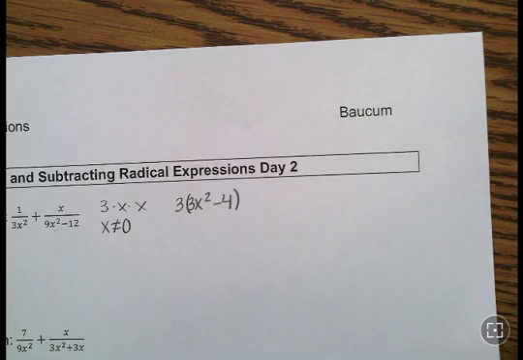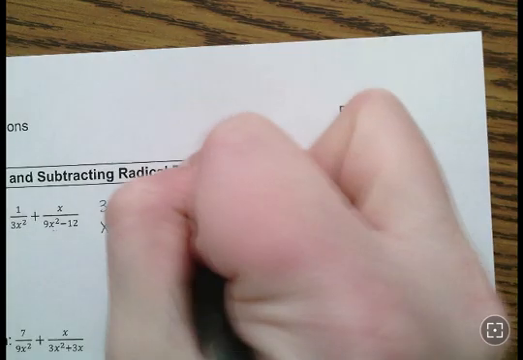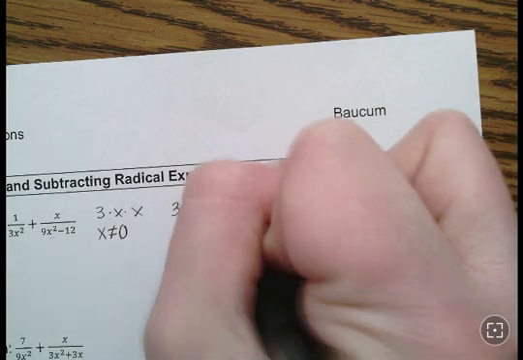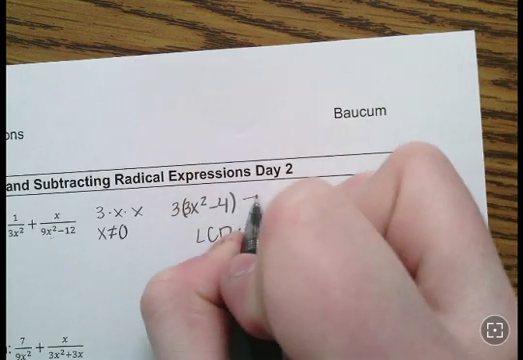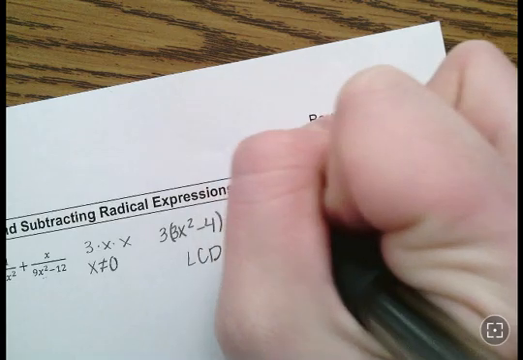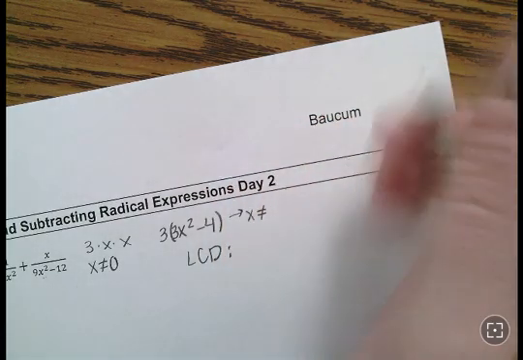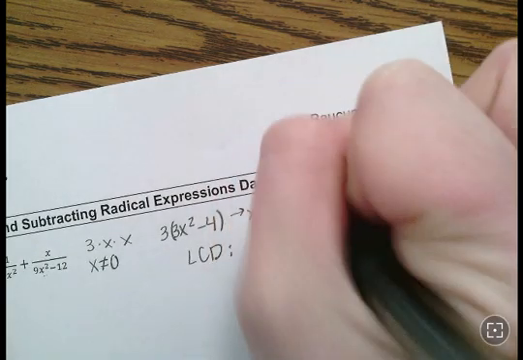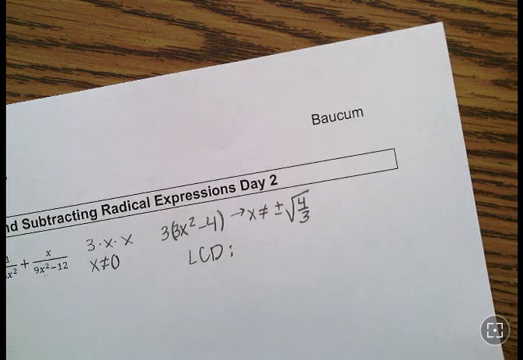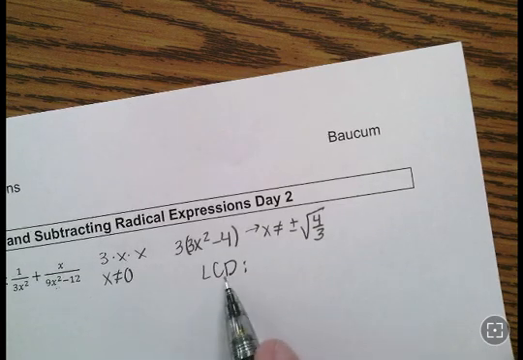The restriction here is x can't be plus or minus the square root of 4/3. Don't worry about it, you're not going to get a restriction like that. Normally you would just set them equal to 0. But anyway, moving on.